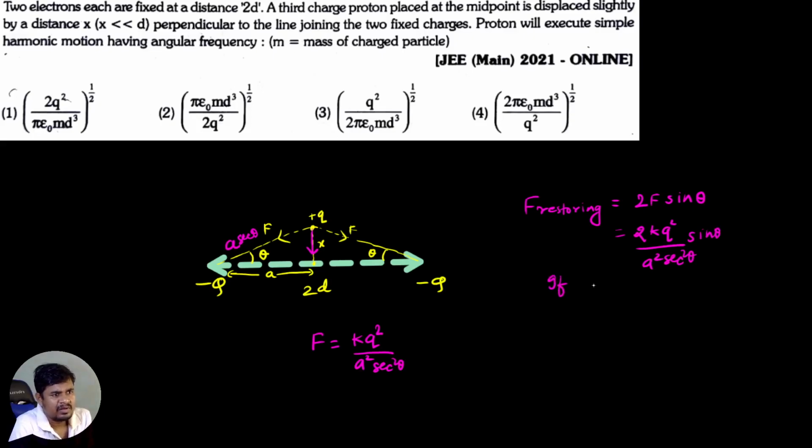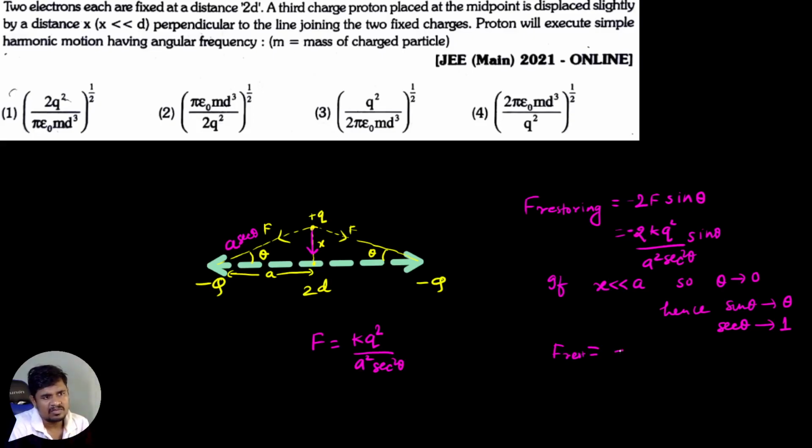So if x is much lesser than a, theta is approaching 0, hence I can write sin theta as theta, and sec theta will be approaching 1. So F restoring will become, and I will put here a minus sign for restoring force, minus of 2kq square by a square, and sin theta will be written as x by a, because the angle is very small, so sin theta can be written as tan theta, and it will be x by a here.